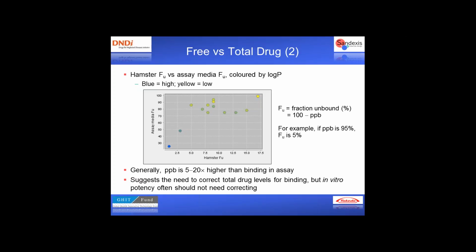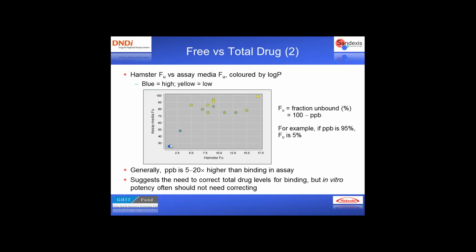And I guess what you'll be able to see from this is the compounds are much freer in the assay media than they are in hamster plasma. Typically, there's a 5 to 20-fold higher binding in plasma proteins rather than binding in the assay. So what we took from this is that if we're measuring drug levels from an in vivo PK study, and we're trying to correlate that with in vitro potency, we should probably be correcting the drug levels for plasma protein binding, but we shouldn't need to correct the IC50s from the in vitro assay, because actually there's very little compound bound up.